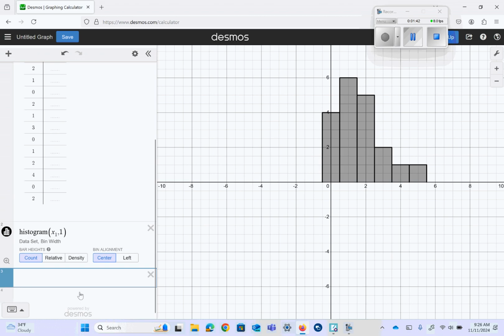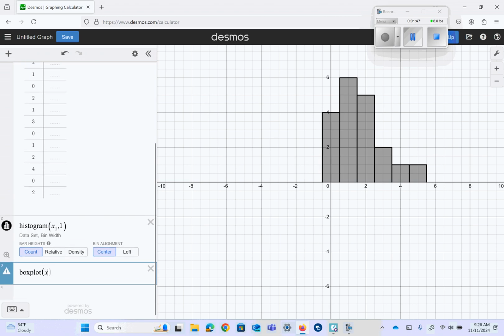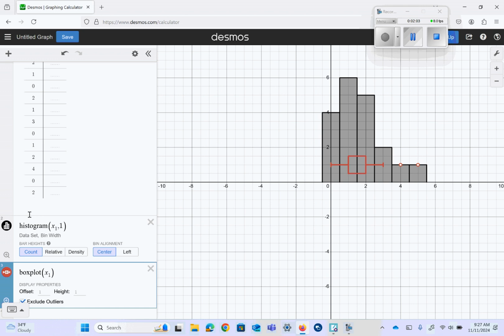But then what we can also do is a box plot of X1. By turning the histogram off, that definitely verified our conclusion. It is not a normal distribution. In our box plot, we only have a singleton center box, so this distribution doesn't have normality. Okay, so that's the first thing we do.